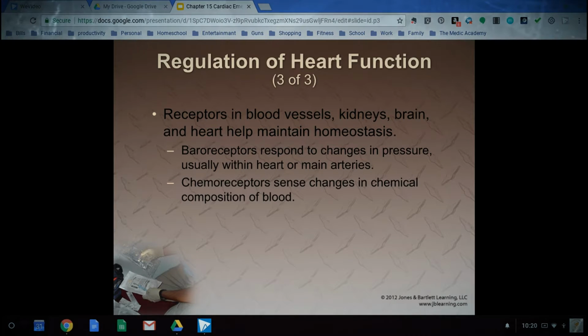We also depend on receptors in our blood vessels, kidneys, brain, and the heart to help maintain our body's homeostasis. One of these receptors are called baroreceptors. Now, these receptors respond to changes in pressure and are usually located within the heart or main arteries, such as the aortic arch. Then we also have chemoreceptors. Now, chemoreceptors, they sense changes in chemical composition of blood.